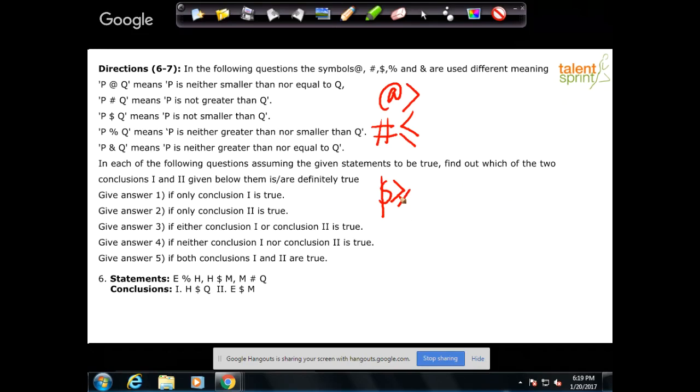P % Q. That means we have to find the code for percentage. P is neither greater nor smaller. We know if something is neither greater nor smaller, it can only be the sign equal to. Then let's go on to the next symbol, represented by &. P & Q means P is neither greater nor equal, which means it is actually less than.